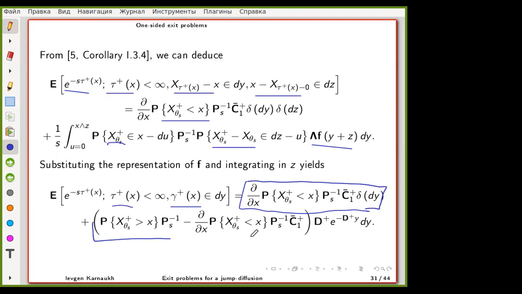What we need to stress here is that we get two parts. The first one represents the possibility of achieving the level by creeping, and the second by jump. So we can interpret both elements of this sum with some probabilistic meaning. Here represents the possibility of creeping and here by jump.